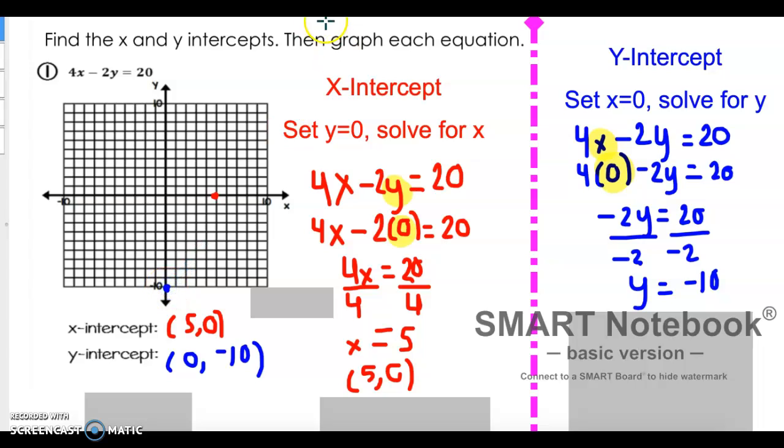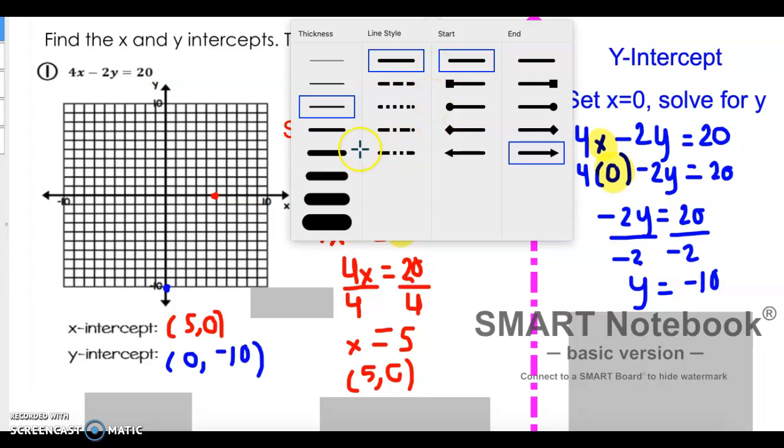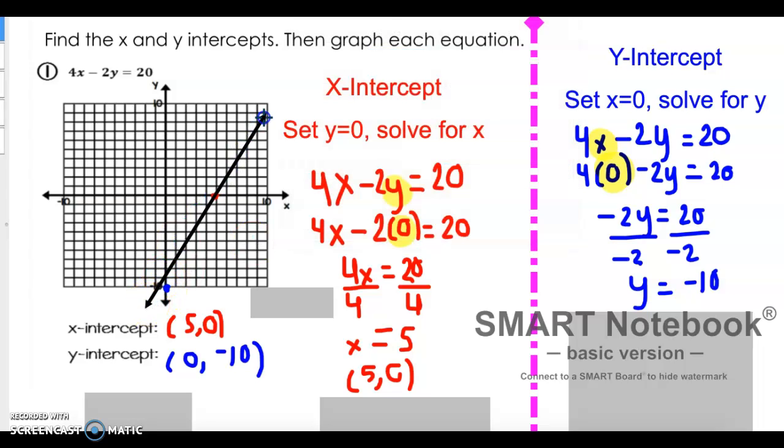Now to graph this equation, all we need to do is draw a line that connects both of the points. So a line connecting the x-intercept and the y-intercept. Remember, it should have arrows on both ends because it's going to keep going forever in both directions.